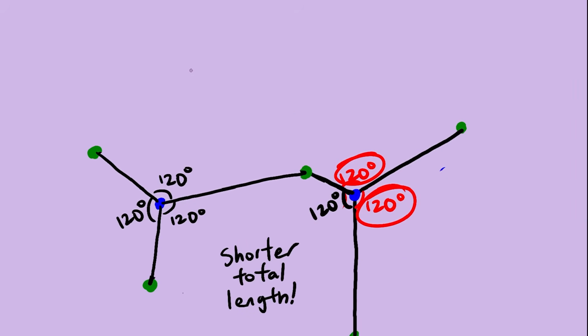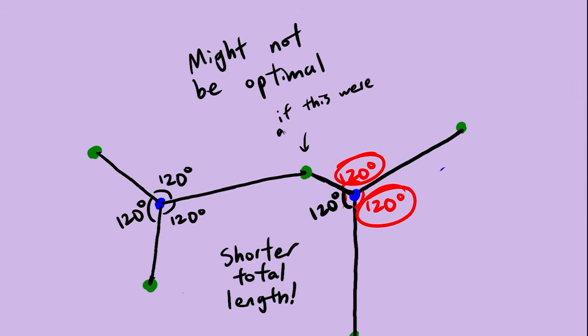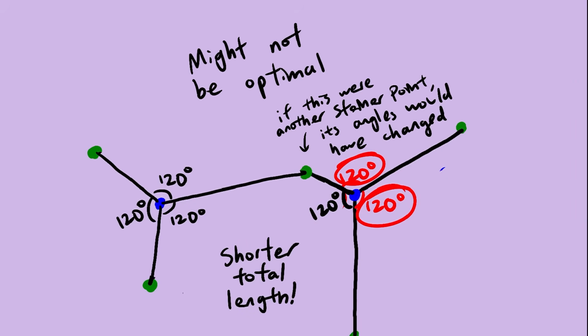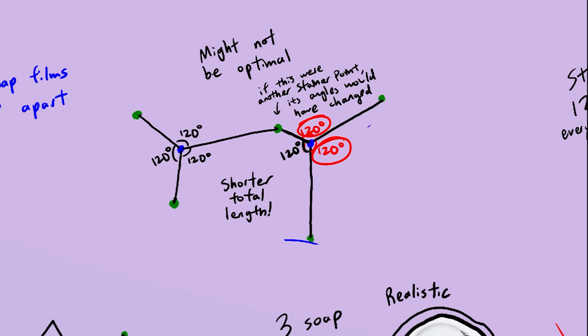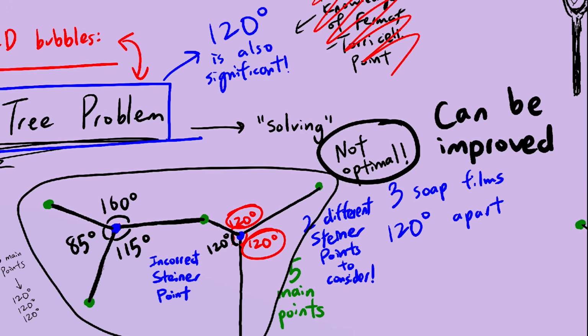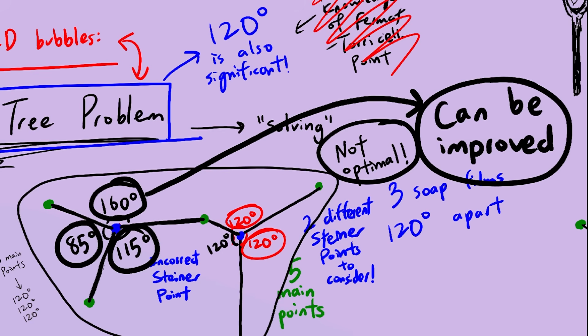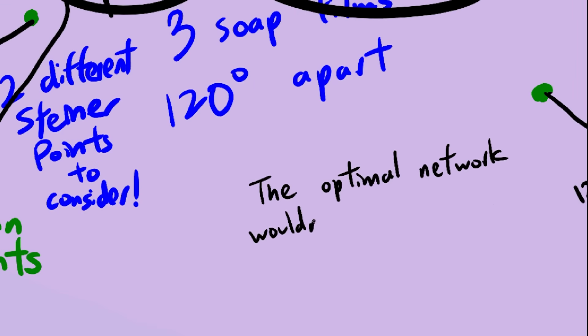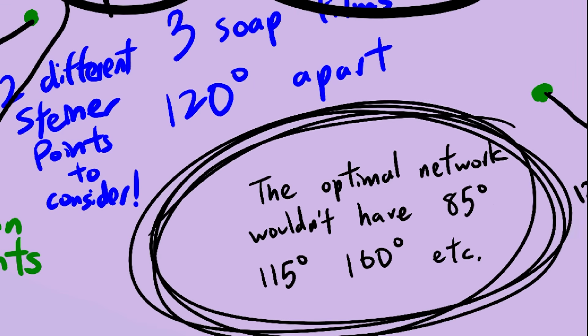Keep in mind, this new network isn't optimal either, because by adjusting this part of the network, other parts have had their angles changed. But that doesn't matter. We're only focused on the fact that this new network is better than the old one. Therefore, this old network can't be optimal, which was the only thing we're trying to prove. If a network has a non-120 degree angle, it's not perfect. Thus, a perfectly optimized network would need to have all 120 degree angles.